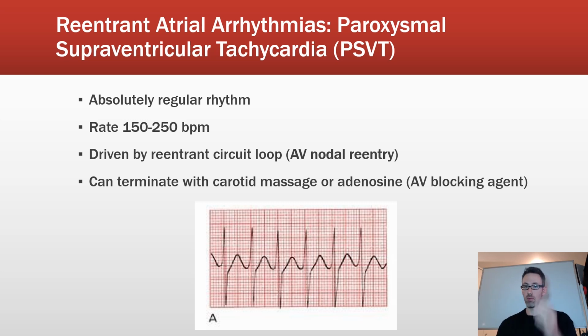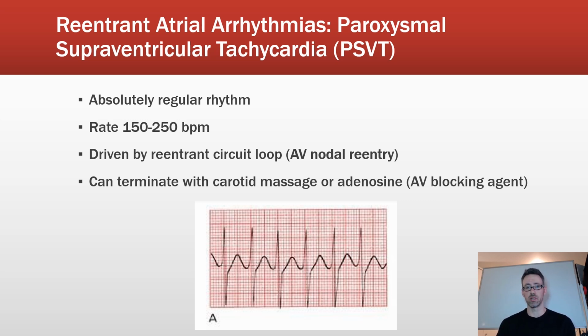And this can happen in normal, healthy hearts from, say, overstimulation, too much alcohol or caffeine, too much stress. You can start to feel what they call palpitations. And this could be because somebody has PSVT. It's a very regular rhythm. Okay, so reentrant loops is that cycle.